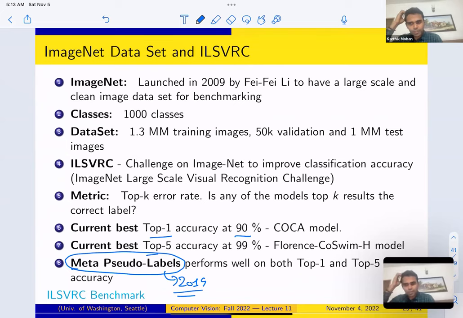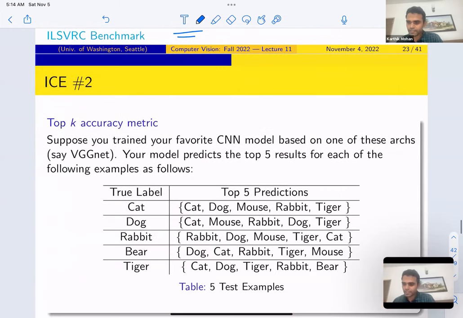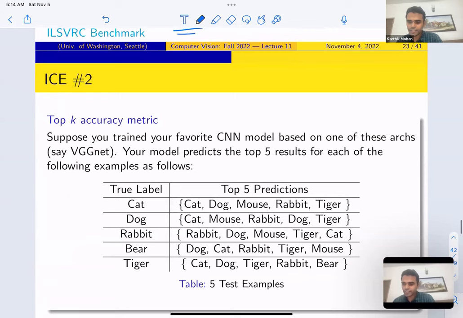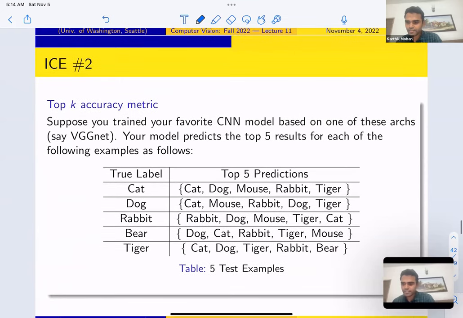And a lot of what we're going to be talking about today pertains to this challenge, right? So let's look at the top K accuracy metric and understand it better through this in-class exercise. Say you train your favorite CNN model based on one of these architectures, let's say VGGNet. And by the way, you have to use one of these nets for your mini project when it comes to CNN. Maybe use VGGNet. Actually, it has a lot of parameters, but maybe use Inception. Just see whichever you want to experiment with.